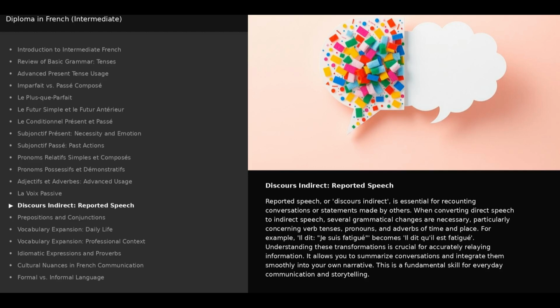For example, il dit: je suis fatigué, becomes il dit qu'il est fatigué. Understanding these transformations is crucial for accurately relaying information. It allows you to summarize conversations and integrate them smoothly into your own narrative. This is a fundamental skill for everyday communication and storytelling.